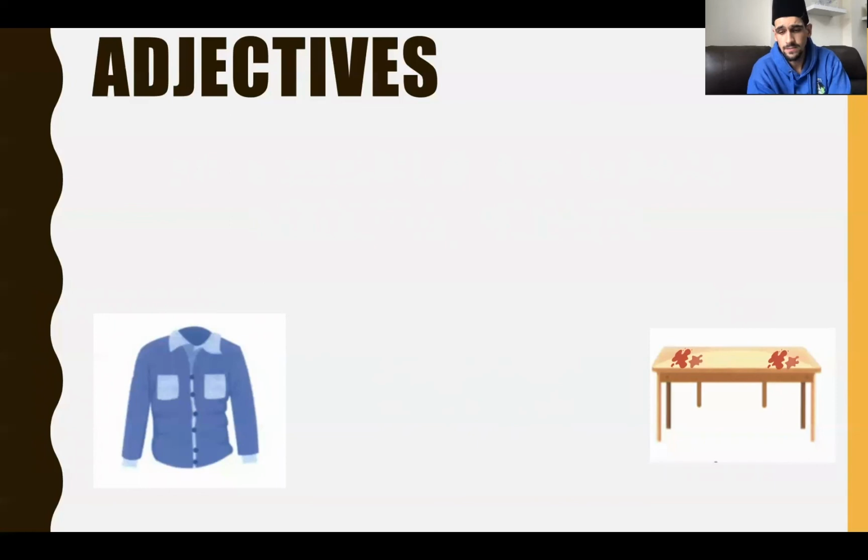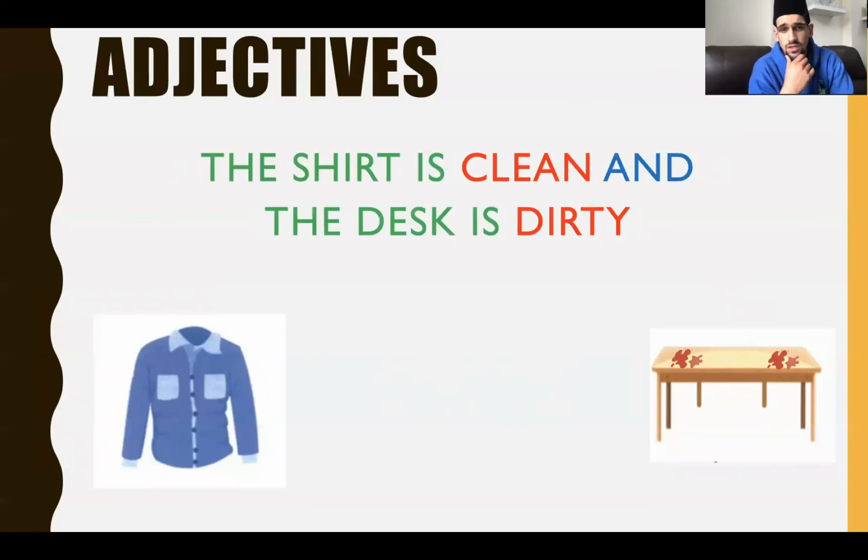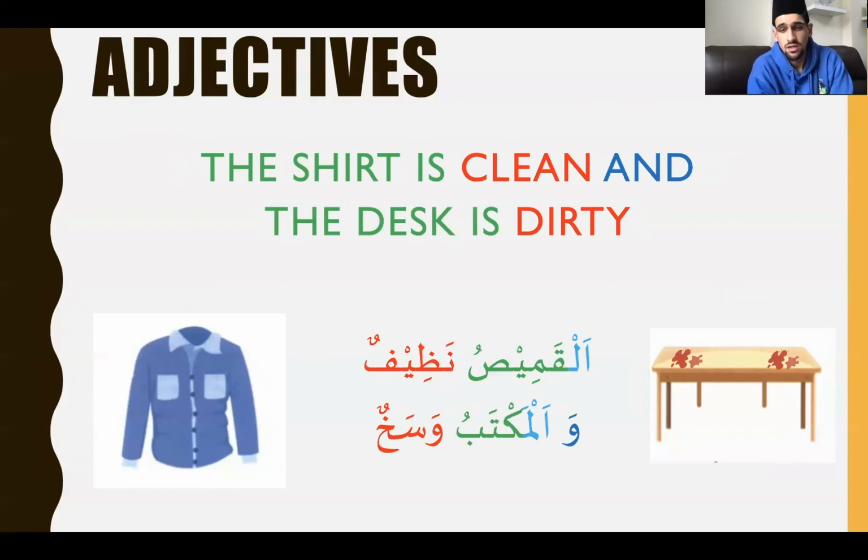I think this is the last example now. So here the shirt is clean and the desk is dirty. Al-qamisu nadhifun wal-maktabu wasakhun. Maktabu we've learned before, which we said was table, but more specifically, it means a desk or a place where you work, a working desk. So here on the right, the table is dirty, and on the left, the shirt is clean.